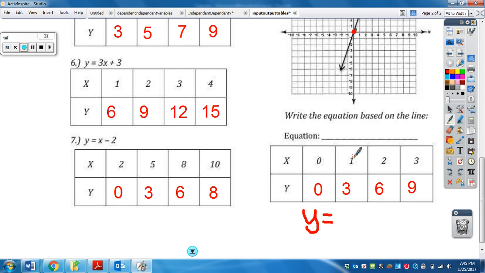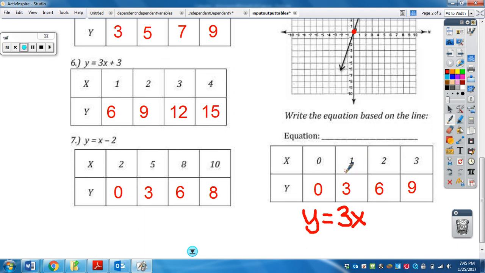So the next thing I think of is, well, maybe it's times 3. So maybe it's x times 3 is going to give me my y value. So remember, when we write that, we don't want to write x times 3. We write 3x, because that means 3 times your x value. So let's see if that works.